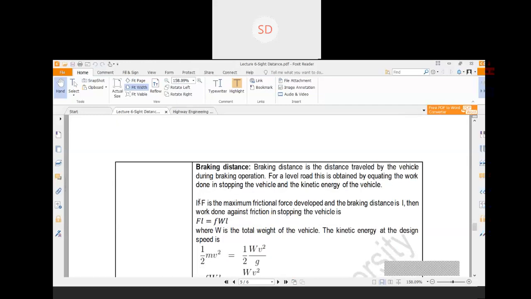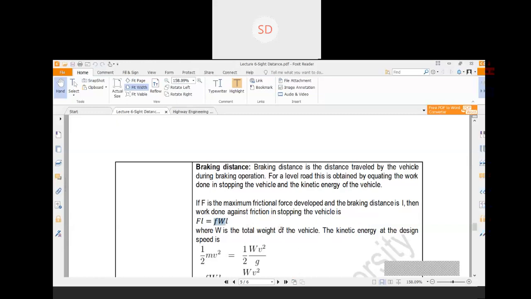That is, F is your frictional force. That frictional force is applied to stop the vehicle with a distance of L. So you know your work done is force into distance. So force into L, that is the distance, is the work done by the vehicle after the application of the brake. Now F, the frictional force, can be written as coefficient of friction into weight of the vehicle, where W is the total weight of the vehicle and f is the coefficient of longitudinal friction.